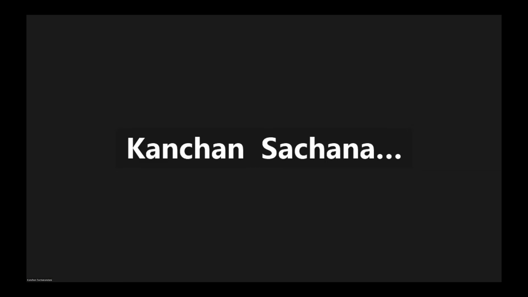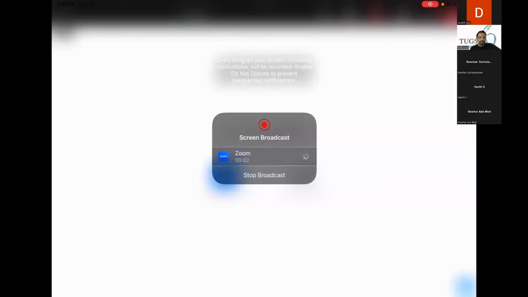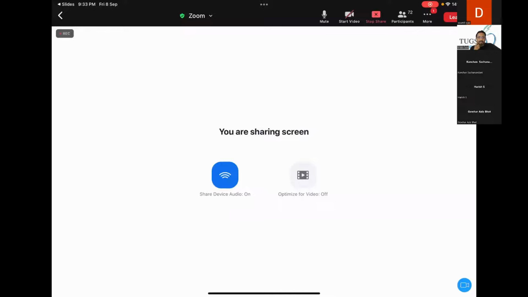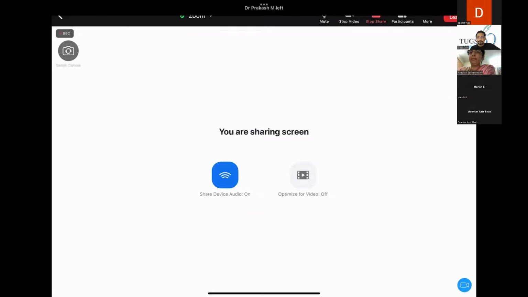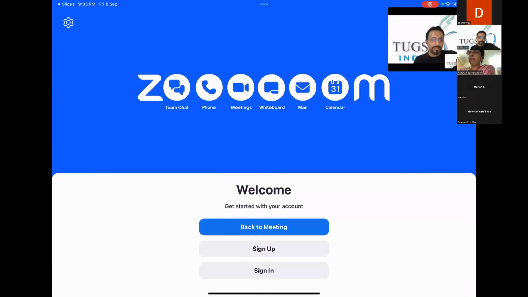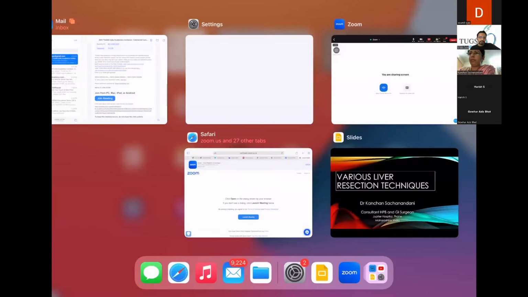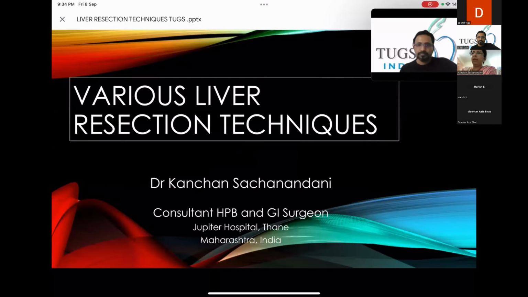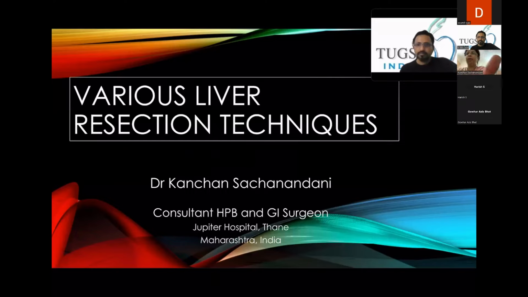Yes, I'll share it. Is my screen visible? Yes, it's visible, but I think you are playing from two different devices nearby. You have to keep the other device far away. It's echoing. Okay. Am I audible? Yes, yes.